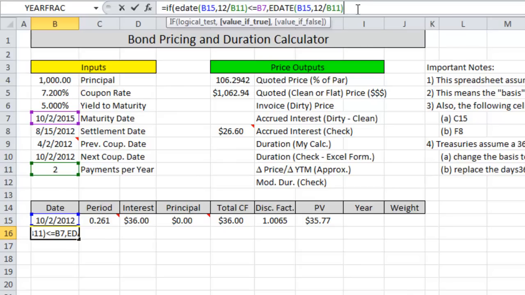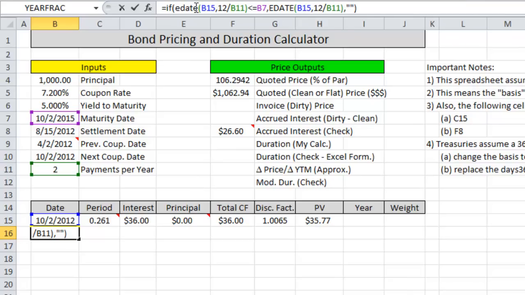What if that's not true, however? What if Excel takes this previous date, adds 6 months, and now we're past the maturity date? If that happens, I don't want to see anything in this cell. How do I tell Excel to put nothing in a cell? Well, Excel will put anything in a cell that is in between quotation marks. So whatever I put in between quotation marks could go in that cell. So if I don't want anything in the cell, I just put nothing in between the quotation marks.